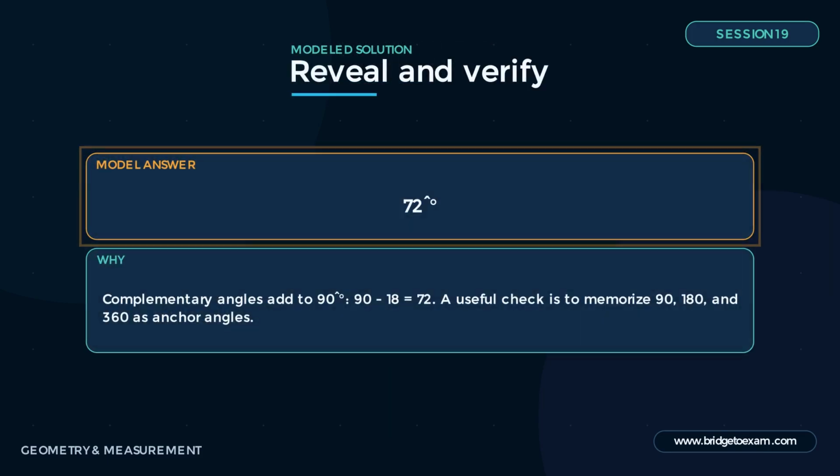The model answer is 72 degrees. Complementary angles add to 90 degrees. 90 minus 18 equals 72. A useful check is to memorize 90, 180, and 360 as anchor angles.